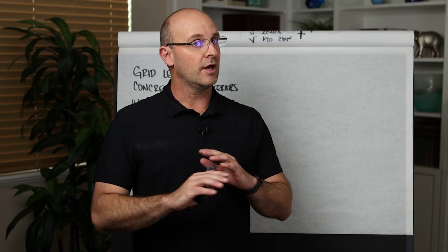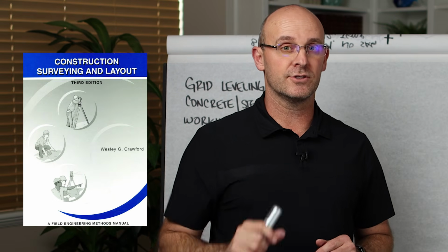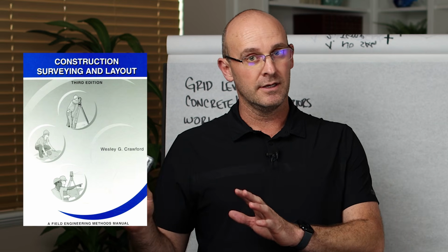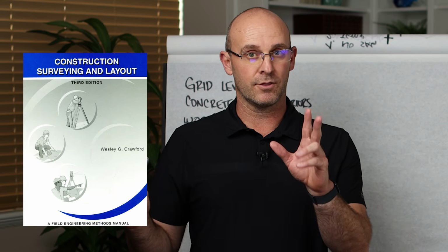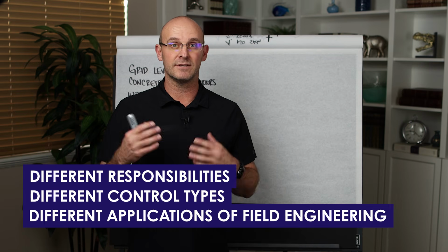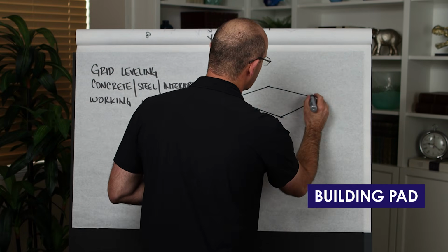So there are a lot of things that field engineers do, and in the book Construction Surveying and Layout, there's some beautiful chapters at the last part of the book in version 3 that talk about different responsibilities, different control types, and different applications of field engineering. I'm going to use grid leveling as just one example. You can do this when you're talking about a building pad or if you're talking about a deck.